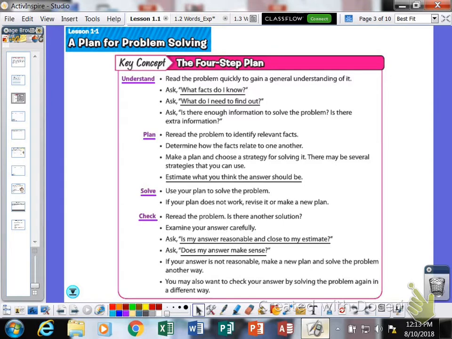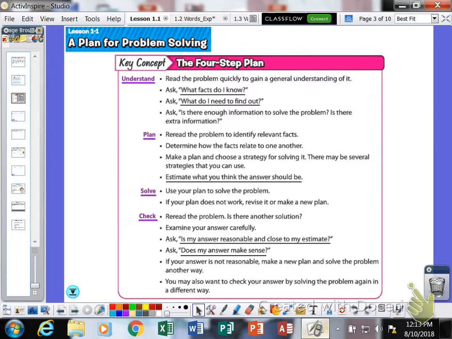Kind of think about what the answer should be in your head, like quickly estimate it, if you can, so that way you would know what the answer should be. And then you go ahead and you solve the problem. If that plan didn't work for whatever reason, then you need to go back and revise your plan and keep trying the problem. When you get an answer, you must always check your answer.